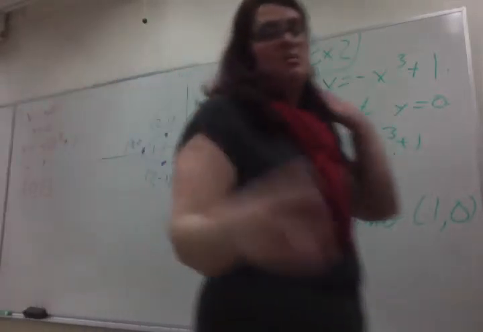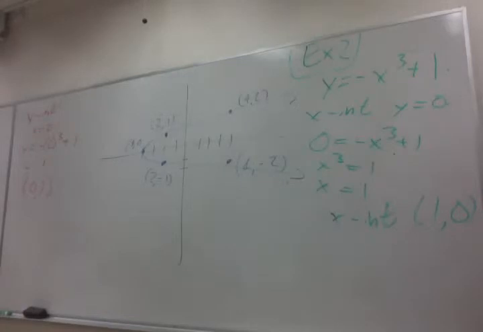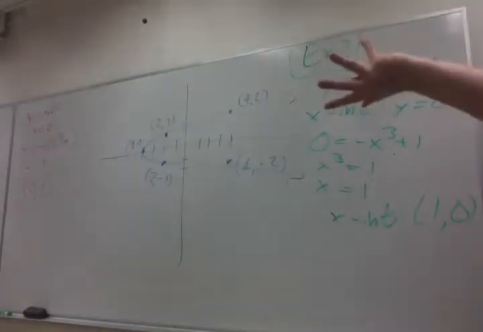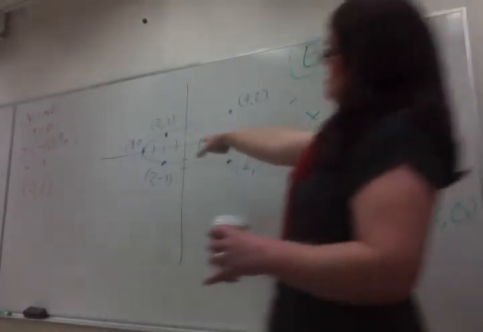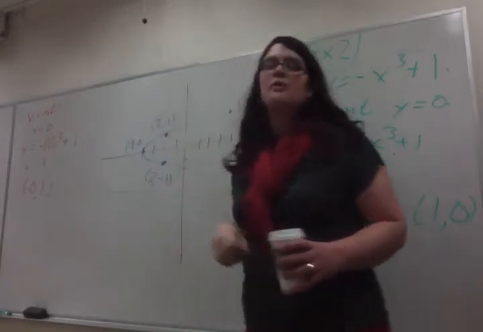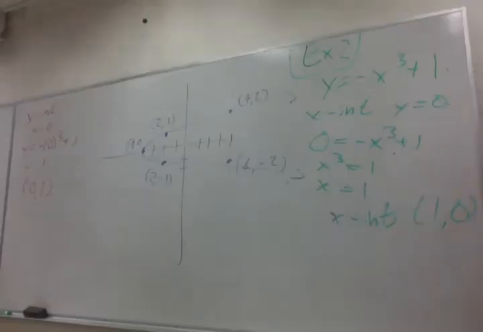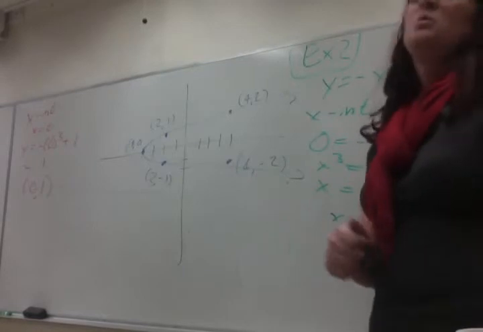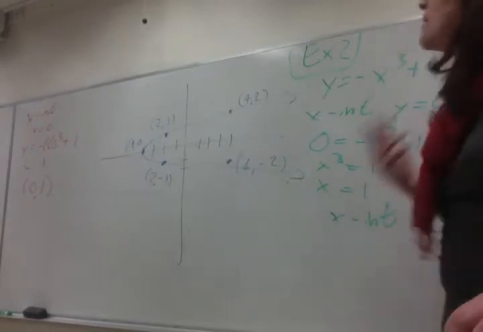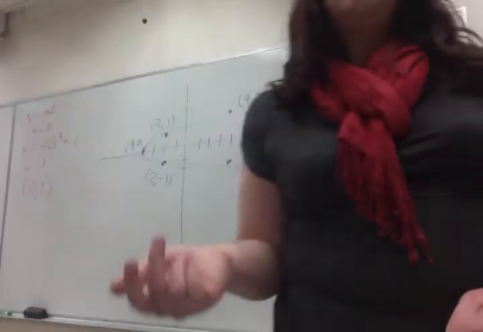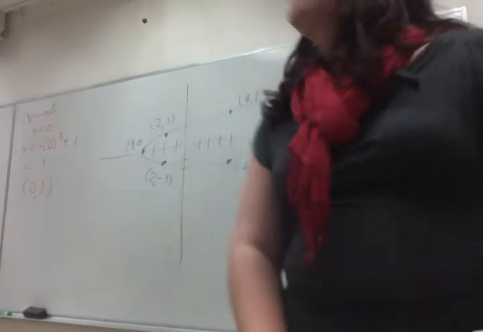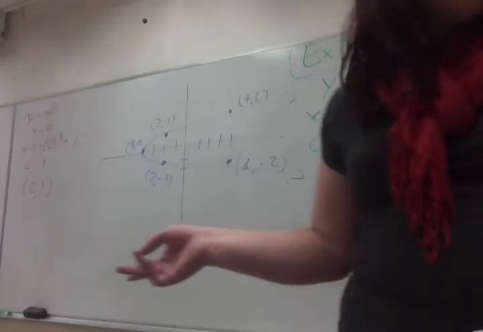And the last type of symmetry is symmetry with respect to the origin. If you can rotate the graph 180 degrees about the origin, about this point here, and it gives you the same graph, then it has origin symmetry. To test, you replace x with negative x and y with negative y, and see if you get back the same equation you started with. I'm going to do a couple of examples of this, and that's the last thing I'm going to do in class today.